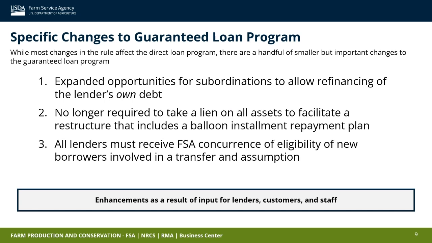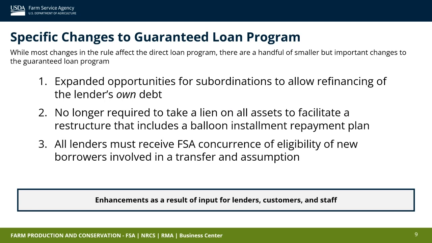Historically, a lender could always work with us to receive a subordination on a new guaranteed loan if they were refinancing the debt of another lender. But that same opportunity didn't extend to refinancing their own debt. So this change is going to remove that unnecessary competition and really enable y'all to give your existing customer just the credit needs and workout opportunities that they need to be successful and keep that local relationship strong.